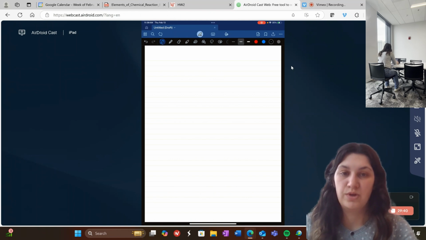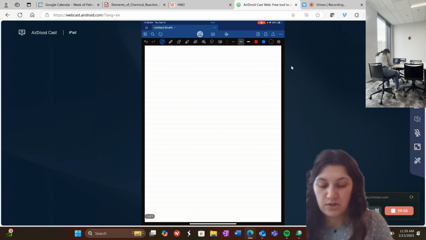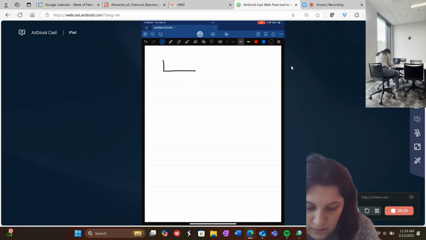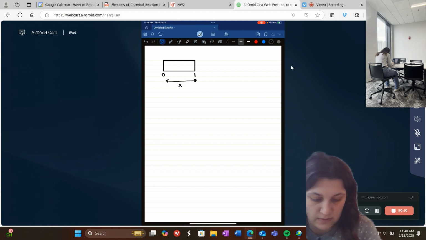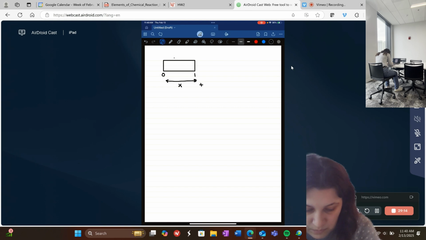The first thing we are going to do is come over here and draw out the situation. So we have a bar, and we're going to say that this is X. We have position 0, position 1. We're going to call this the positive X direction. In this bar, we're going to take a slice. We're going to call this slice dx.